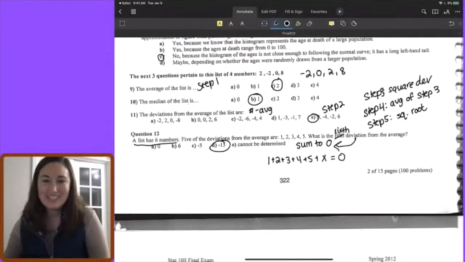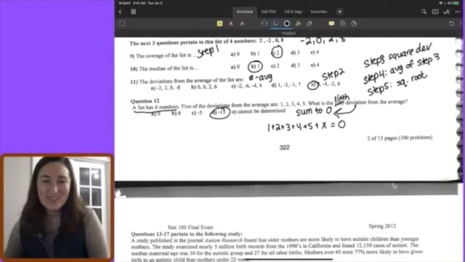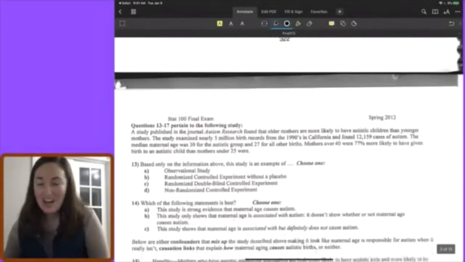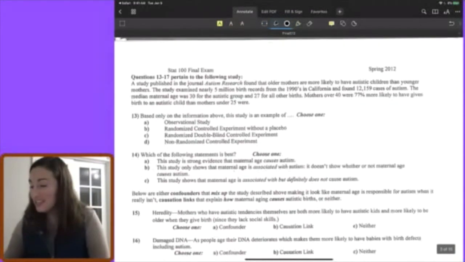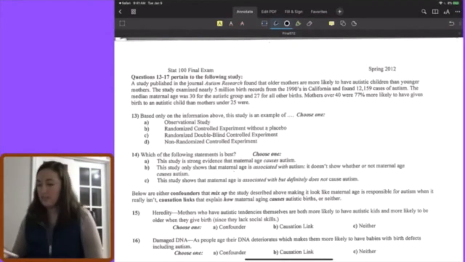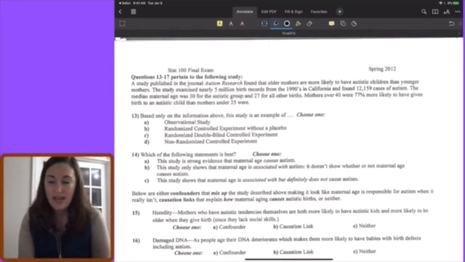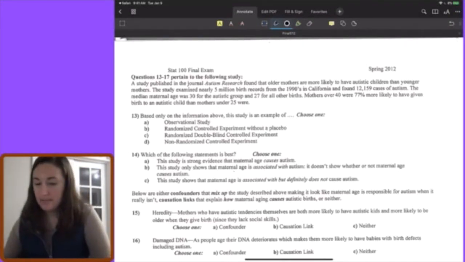All right. I don't see any more questions, so we'll keep on going. Next, it looks like these are more experimental design questions. I am going to start with the first one.